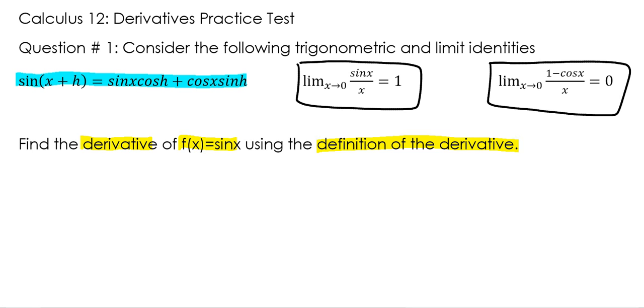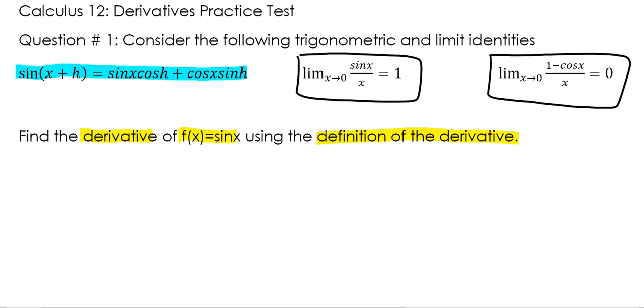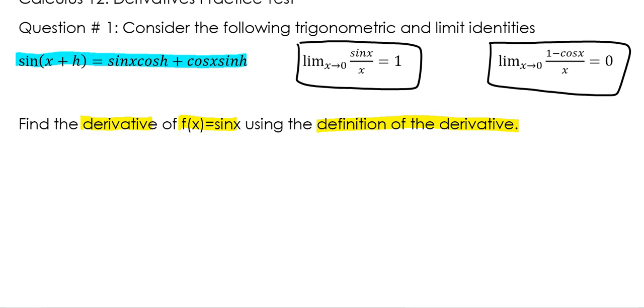All right, so let's just go ahead and start the problem, and as I'm working through the problem, you'll see where I can use these identities. Okay, so step number 1 here, it's probably best to write out the definition of the derivative. So this is the limit as h goes to 0 of f of x plus h minus f of x all divided by h. Okay, so that's step number 1. Write the definition of the derivative.